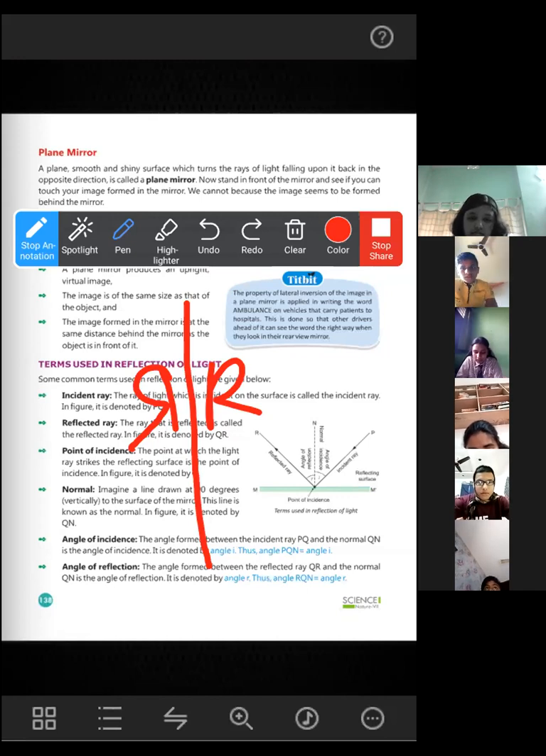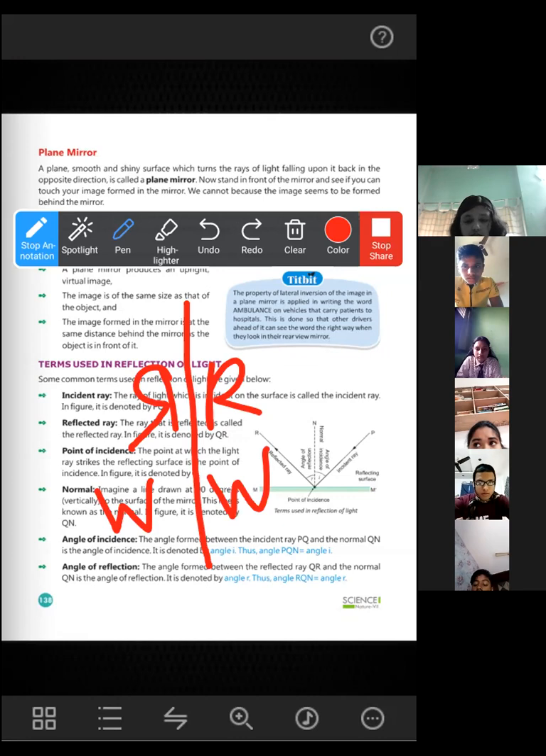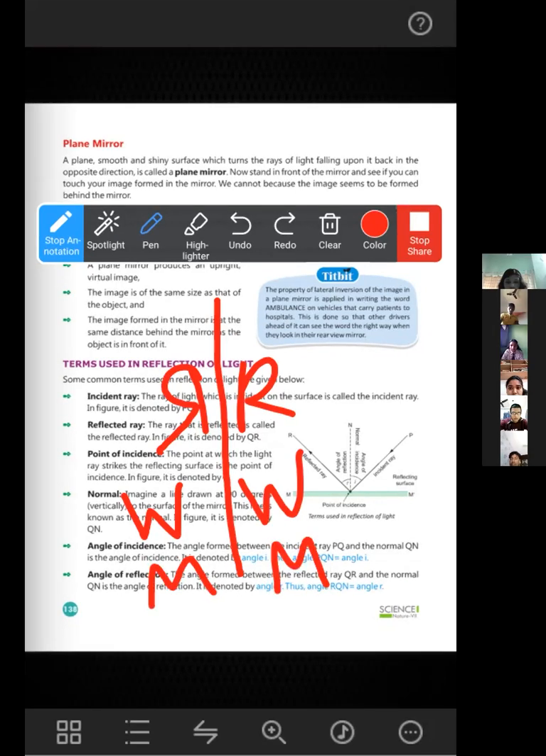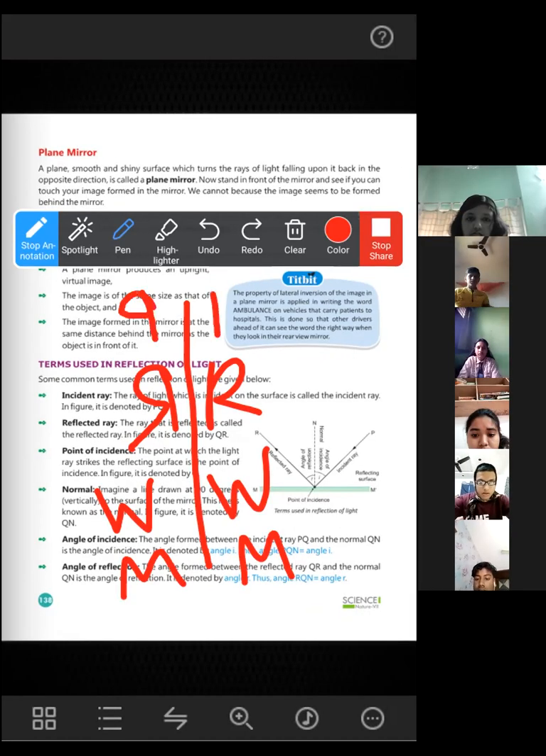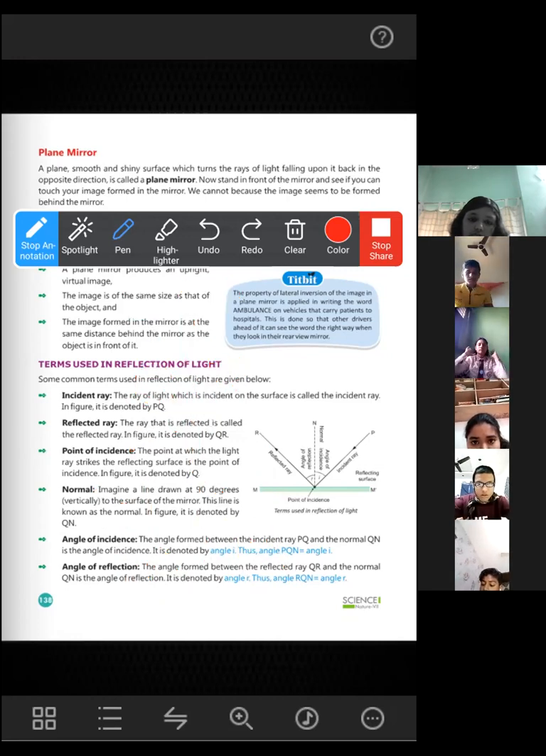But still some alphabets will look the same, like W. It will look the same. M will look the same. But R, you can differentiate, P you can differentiate. Ma'am, O also will be the same. Yes. So this is called lateral inversion.